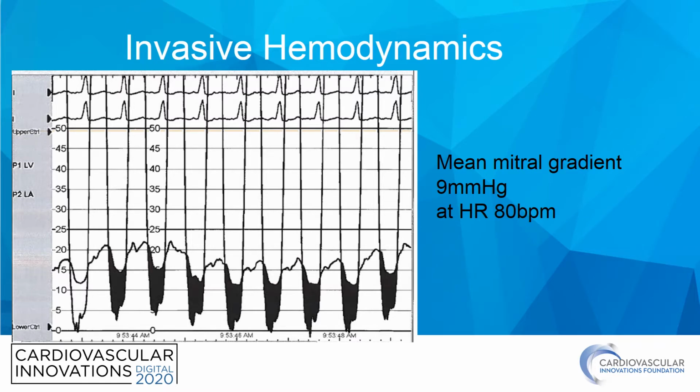Invasive hemodynamics with direct left atrial pressure and left ventricular pressure monitoring showed a mean gradient of 9 millimeters of mercury at a heart rate of 80 beats per minute, consistent with at least moderate mitral stenosis.